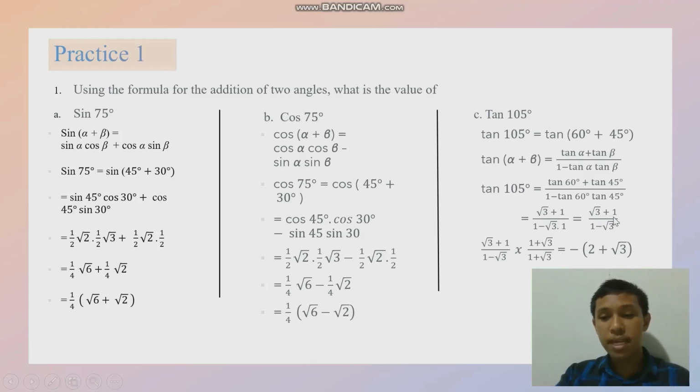That equals the square root of 3 plus 1 over 1 minus the square root of 3. Multiplying by 1 plus the square root of 3 over 1 plus the square root of 3, the value of tan 105 degrees is minus the bracket of 2 plus the square root of 3.